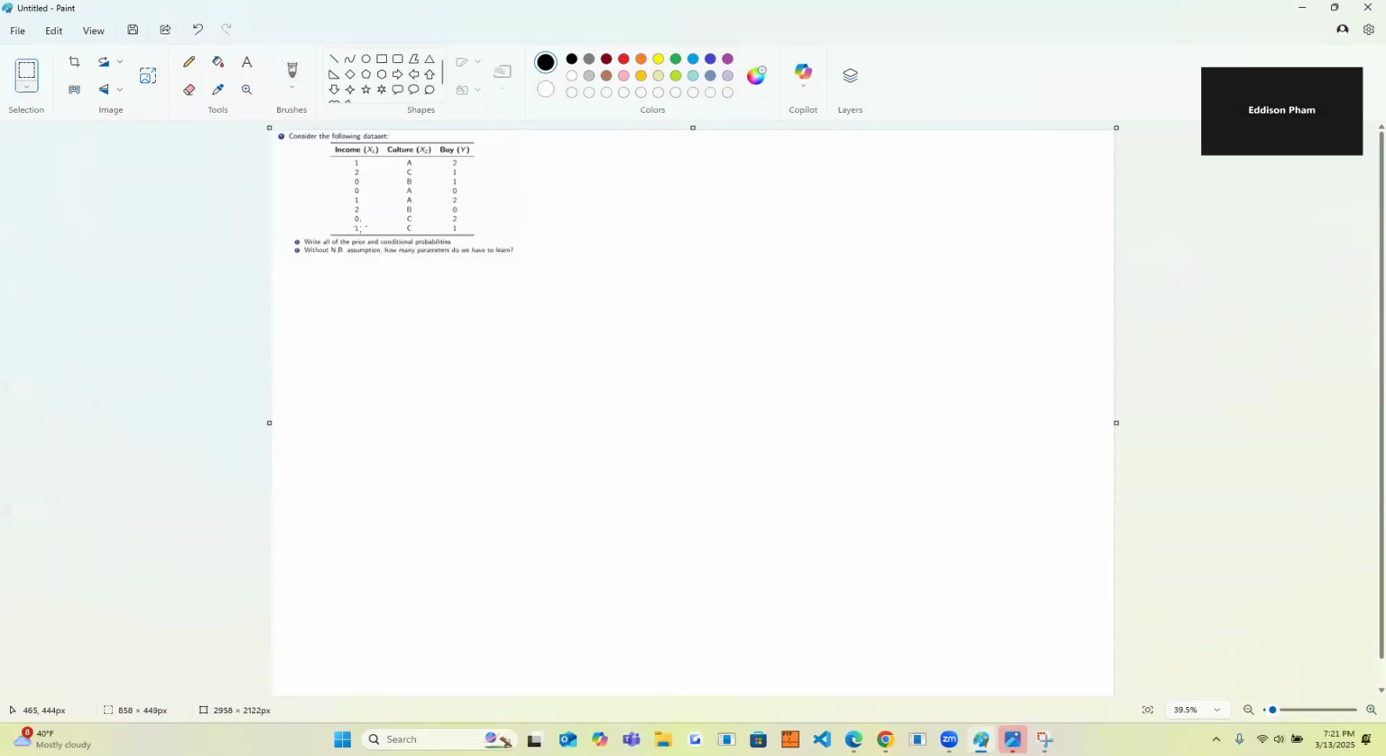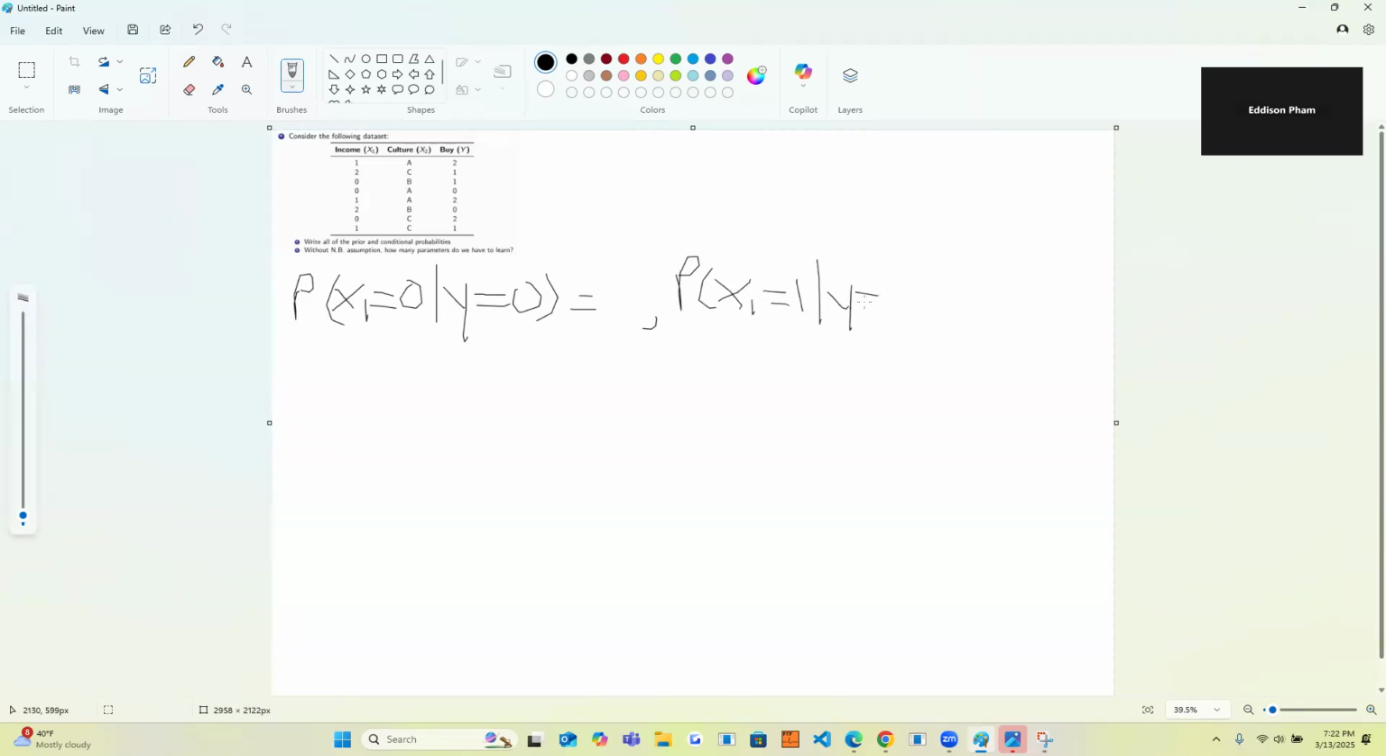So just to keep things organized, consider writing x1. This is your conditional probability. Then you want to fix y equals 0. x1 is equal to how many states are there? There's one, two, three possible states. So it's when x1 equals 0, and you want to fix y equals 0 in this case. This is equal to something. Do the same thing for x1 equal to 1, given y equals 0, and so forth.